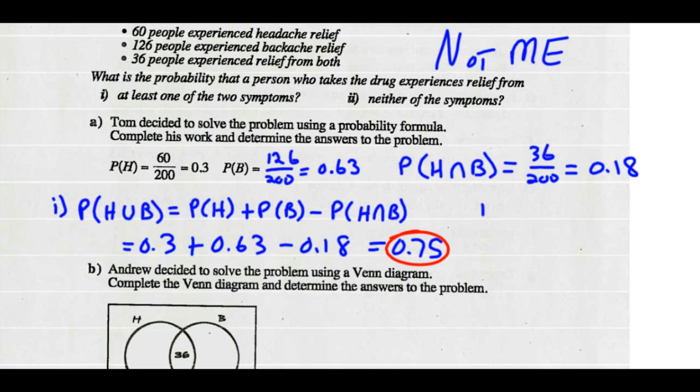If we look at event 2, what's the probability that the person experiences relief from neither of the symptoms? Well, if 0.75 is relief from one or the other, we would just say 1 minus that. All right. Probability from neither of the symptoms, 0.25. So those are complementary events. Have to add up to 100%.